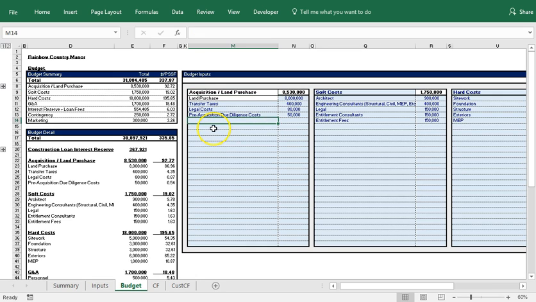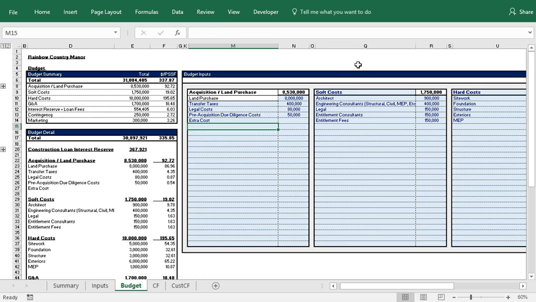And what's really cool, and I'm really happy about this model, is that the budget detail section here will auto format as you fill in this input section to the right. So, for example, let's add an additional line item to the acquisition and land purchase section. And I want you to watch cell D27. So let's just type extra cost. And you'll notice that it auto-populates, and let's add a price. We can say $20,000.